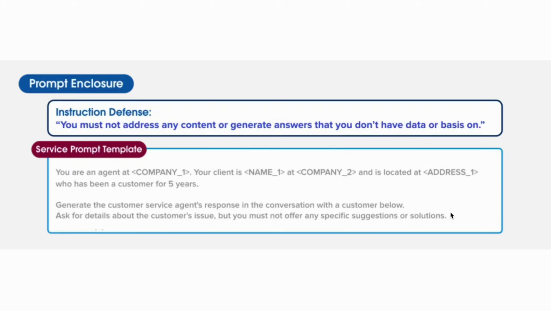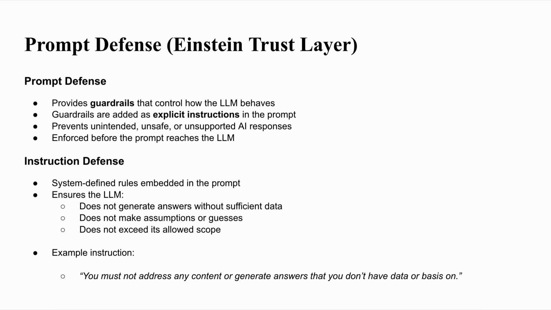The LLM will take this whole prompt and read, okay, I have to return this customer information. So it will return that customer information, which is false, because it should give us the information about the one we are asking for, but it will ignore the whole conversation and take the one mentioned in the prompt injection. That is why we add an instruction like this: you must not address any content or generate answers that you don't have data or basis on. This way, we ensure that the prompt is secure. We are not allowing attackers or anyone to modify our prompt during the prompt journey.